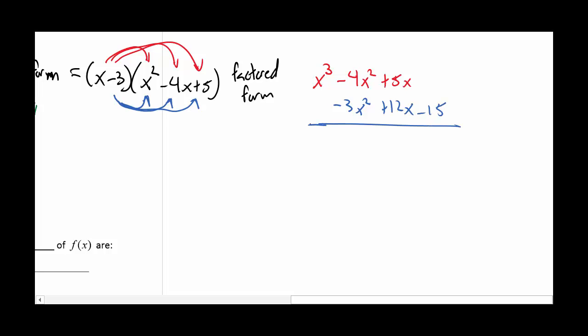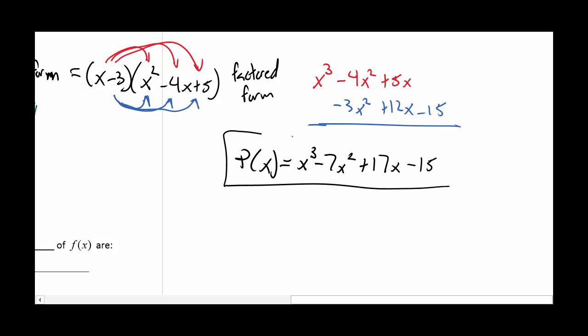Okay, but because of how I multiplied it and how I lined up my like terms, I can see very quickly which ones are like terms or not. So that brings us finally to our polynomial, which is x cubed minus 7x squared plus 17x minus 15. Okay, so that is our polynomial given those initial solutions, those initial zeros.